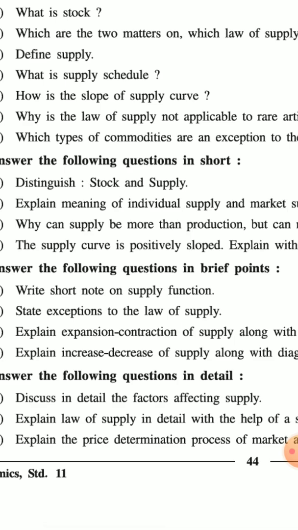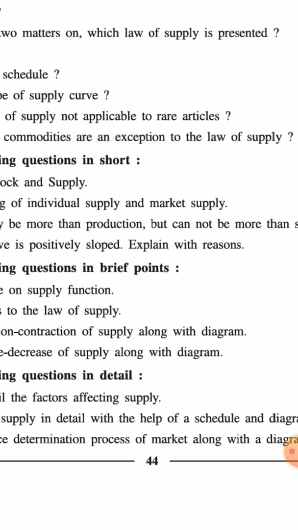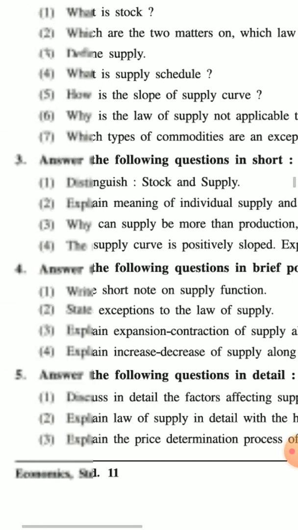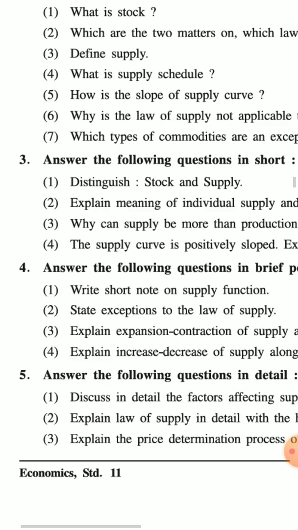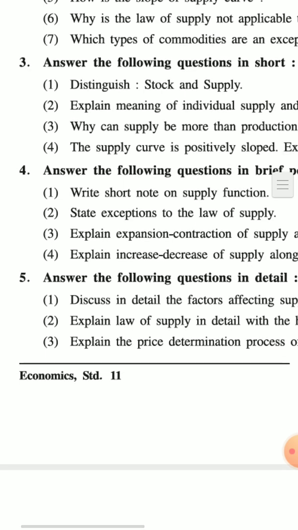Then why is the supply curve positively sloped? Why is it positively sloped? Because it has a direct relationship. Price falls, supply falls, so there is a positive slope. So that way you can explain.